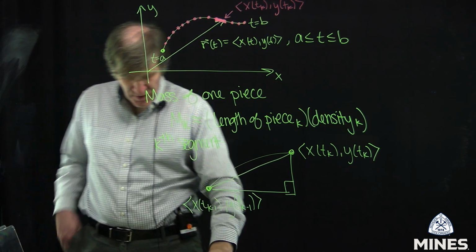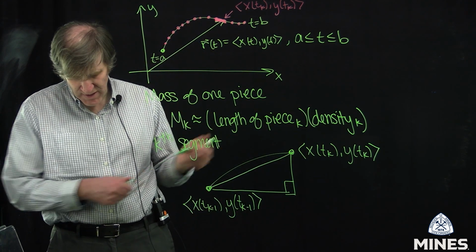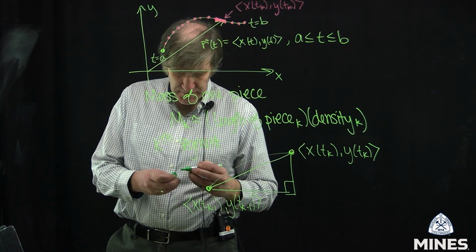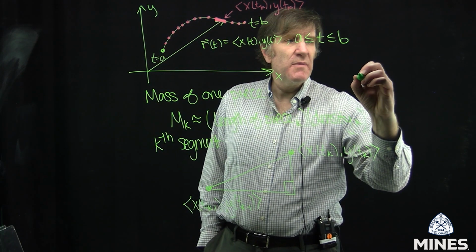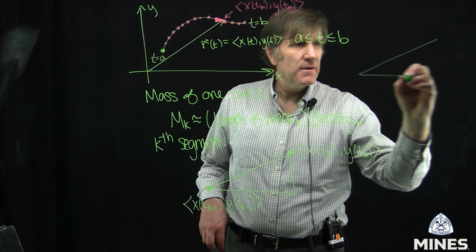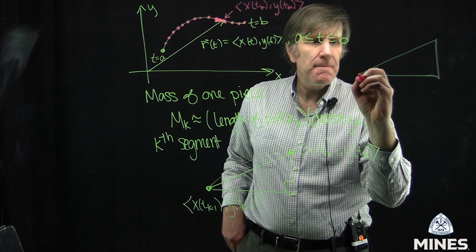Now looking at that right triangle, let's look at it in another color. Let's make the right triangle up here, in the color that shows up.